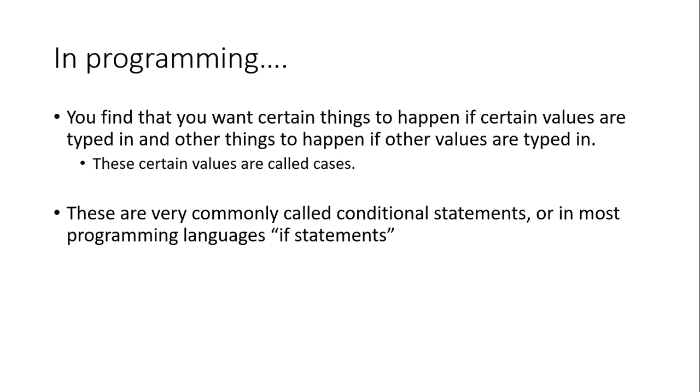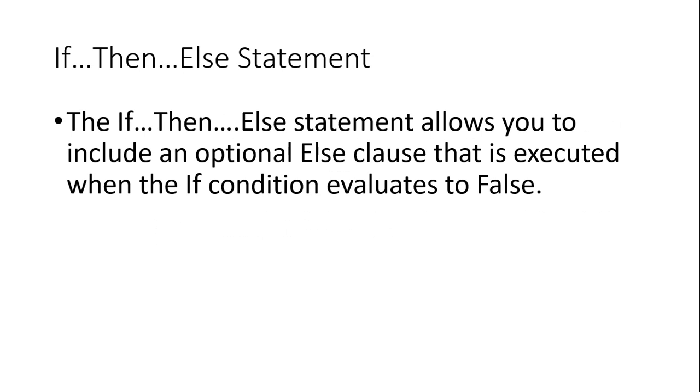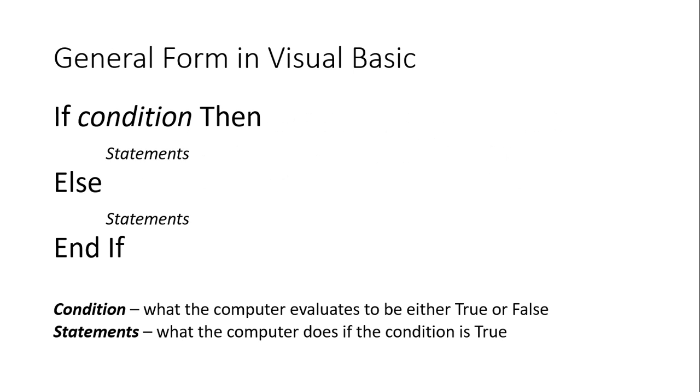So you're probably asking, well, what's the difference between these if then statements and these if then else? Well, if then is the ability sometimes you want certain things to happen when one value is typed in, but if that's not typed in, maybe you want the other guy. So we're still looking at these conditional statements, we're still looking at if statements, but we need the ability to take care of the what if the other thing happens. So if then else allows you to include an optional else clause that's going to be executed when the if condition evaluates to false.